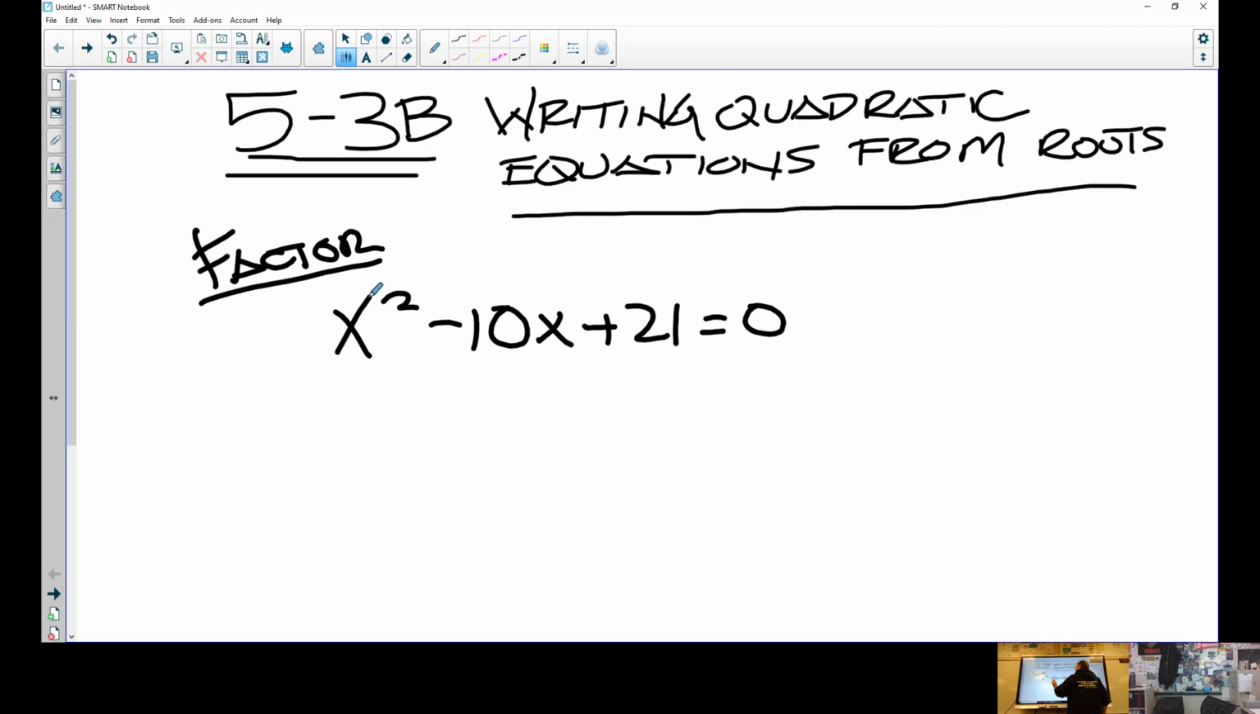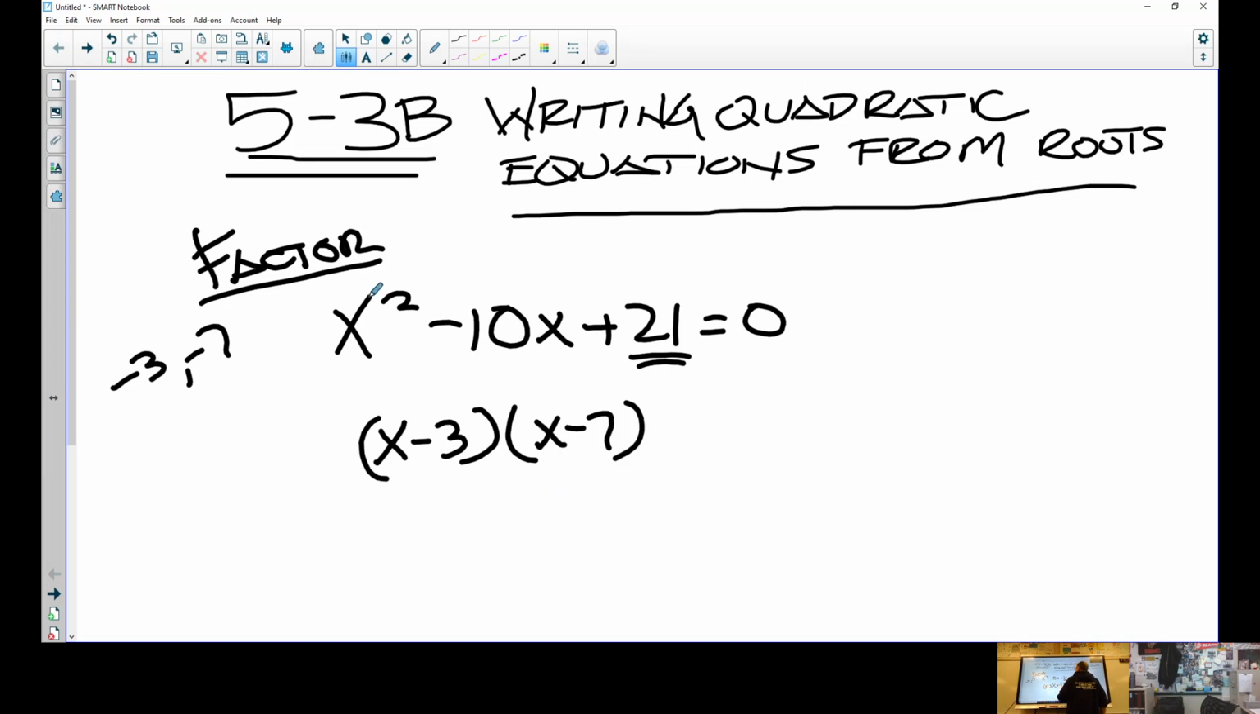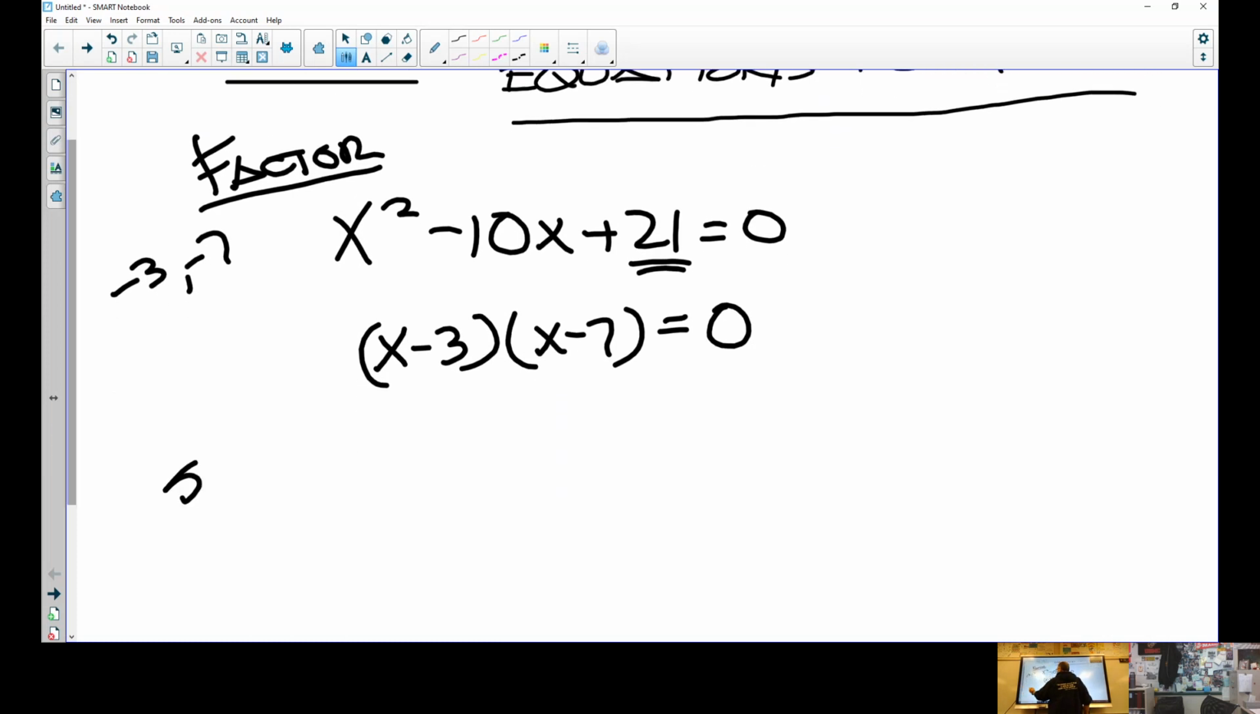So we looked at it and we said, well, we've got to find factors of 21 that add to negative 10. And we got negative 3 and negative 7. So we said this was x minus 3 and x minus 7 equals 0. And that would give us our x squared minus 10x plus 21. That was factoring. Now, when we were trying to solve by factoring, remember when it said solve, you had to go that extra step now that you factored, and you had to set each one of these equal to 0.